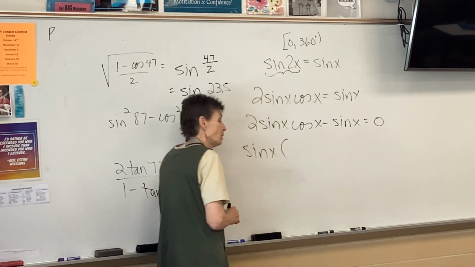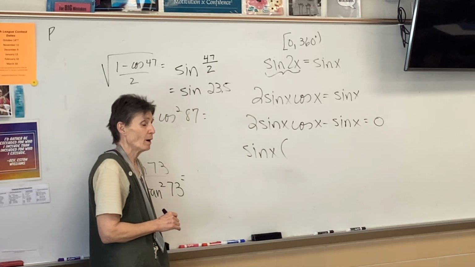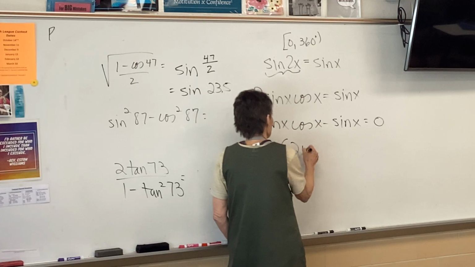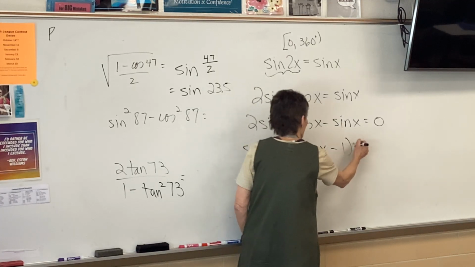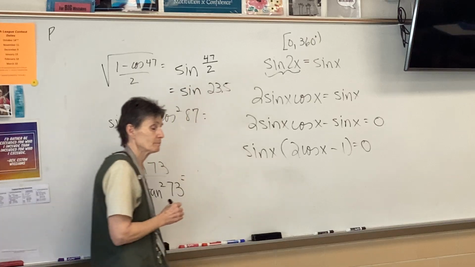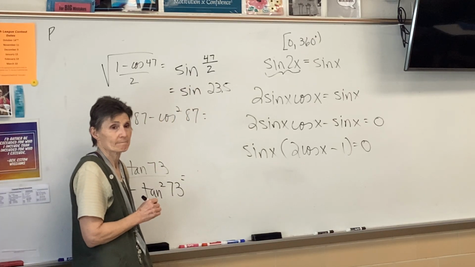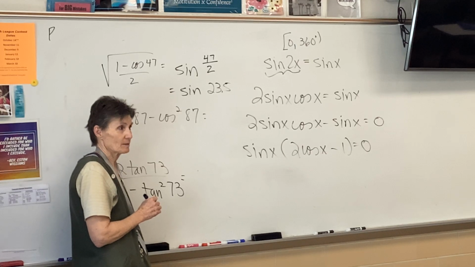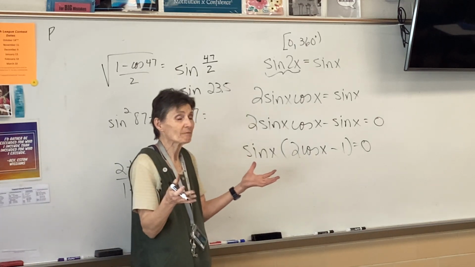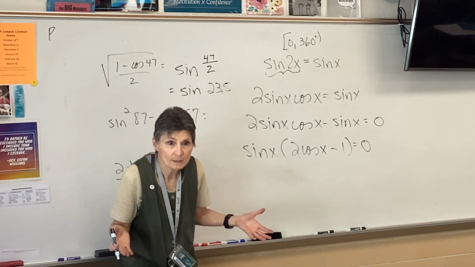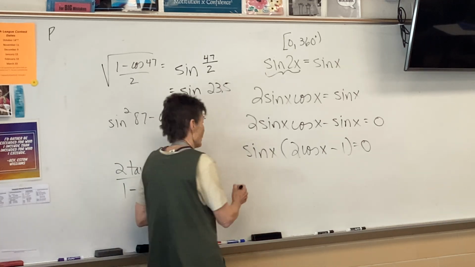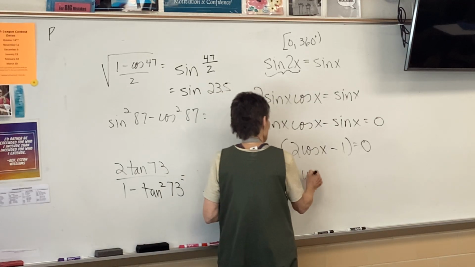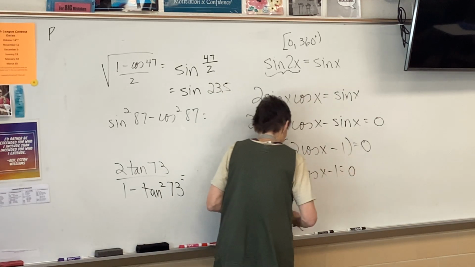So if we pull out a sine, what are we left with? 2 cosine minus 1. Then what? Think about regular algebra. After you have factored, what do you do? Set each factor equal to 0. So sine equals 0, or 2 cosine minus 1 equals 0.